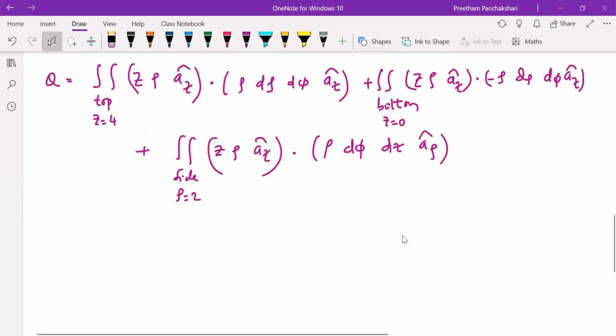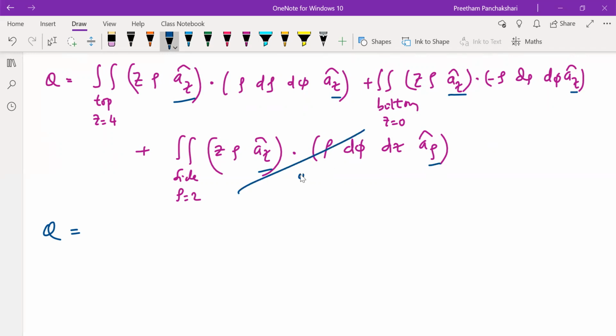Let us find out the answer for this. A cap z dot a cap z is 1. A cap z dot a cap rho is 0. So this complete integration goes to 0. So we are left with only two integrations.